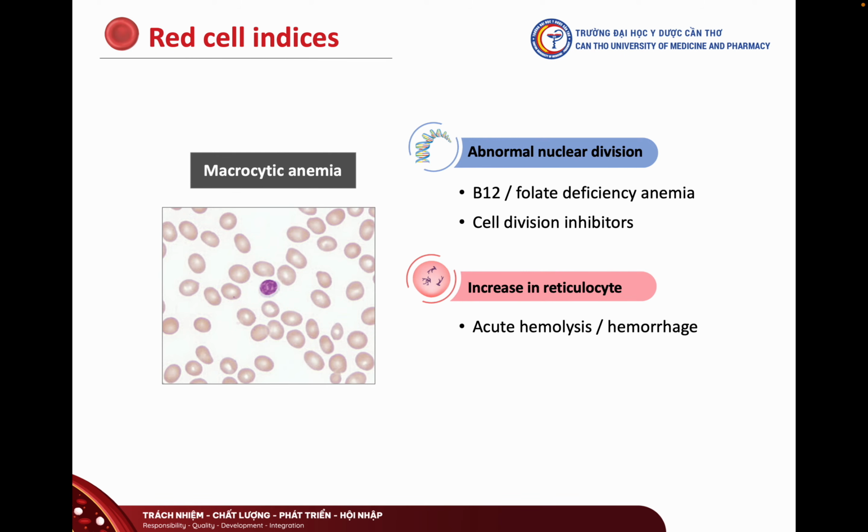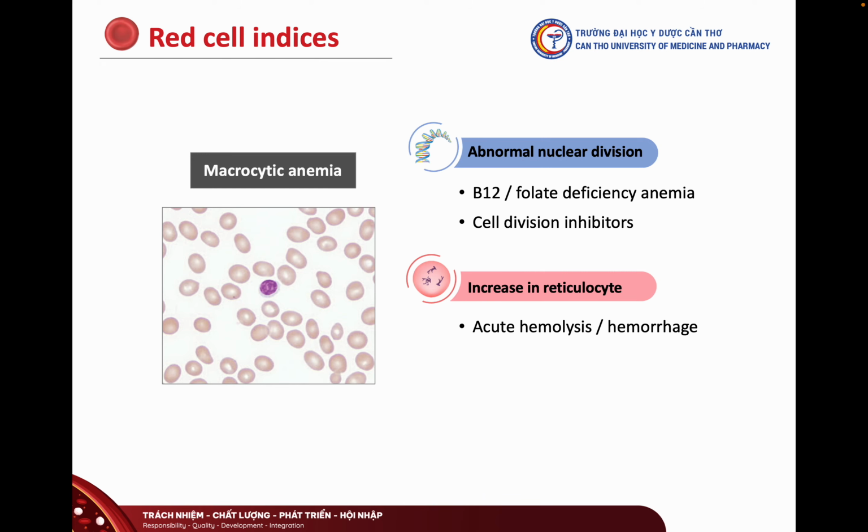The second condition, increased reticulocyte count. After acute bleeding or hemolysis, the bone marrow releases more immature red cells, the reticulocytes, which are larger in size. Now, you might be wondering whether an increase in reticulocytes causes the MCV to go up. I will come back to that in just a moment.